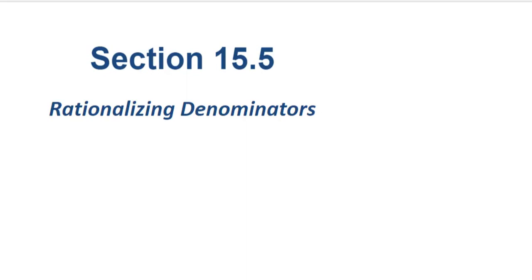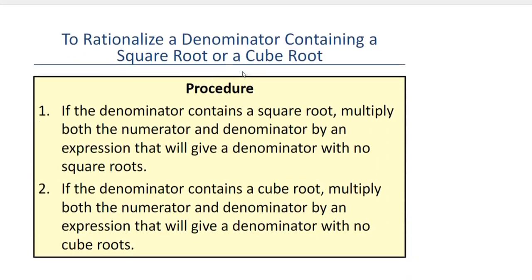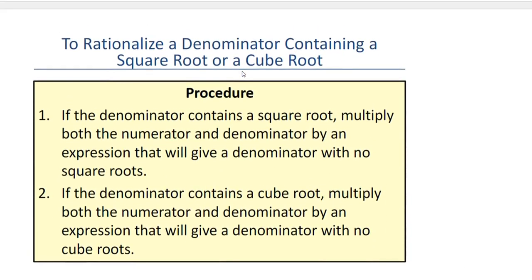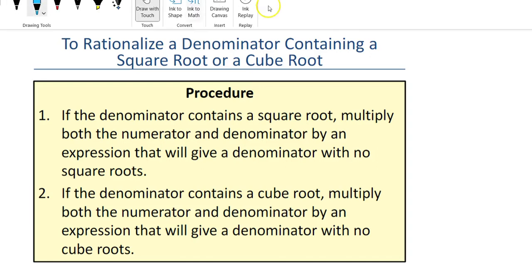Okay, section 15.5, rationalizing denominators. This is something we're going to be doing a little bit, just going through some examples. To rationalize a denominator containing a square root or a cube root, basically what's happening is you're going to end up having something that looks like this. Mind you, they're going to be a little bit more complicated.